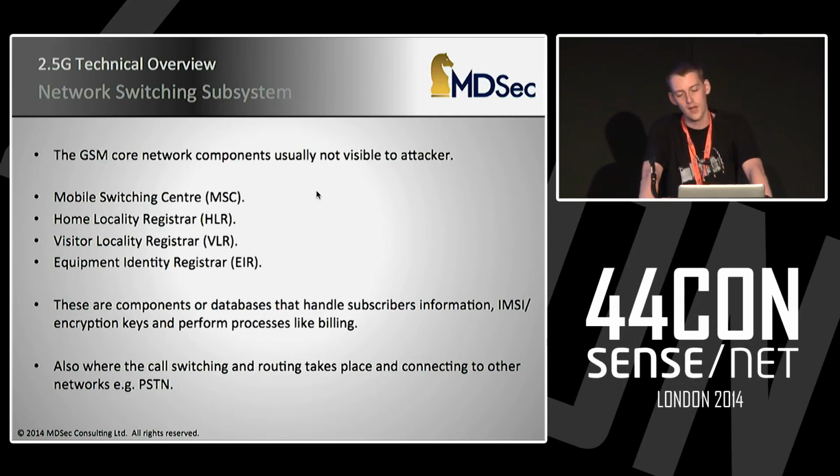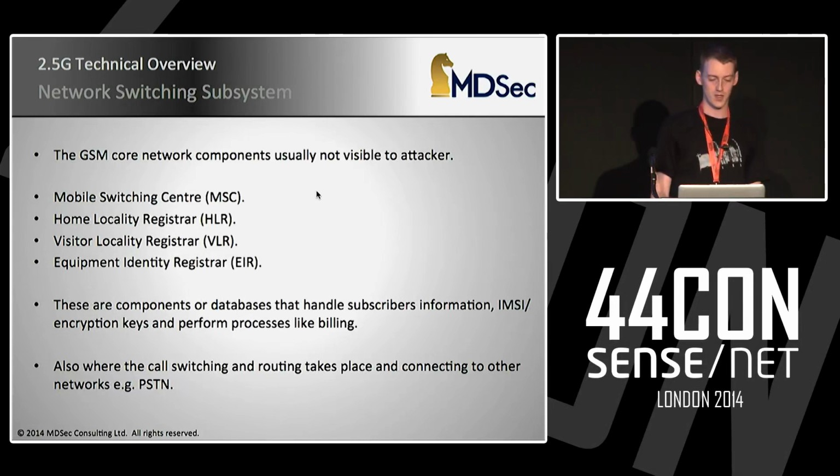These handle information on the subscriber. They hold things like the IMSI values and encryption keys, and back-end processes will do things like billing and charging against a user who's placing calls. It's also where the call switching and routing takes place when you're connecting to other networks. For instance, connecting to a public switched telephone network would all be performed in the network switching subsystem.